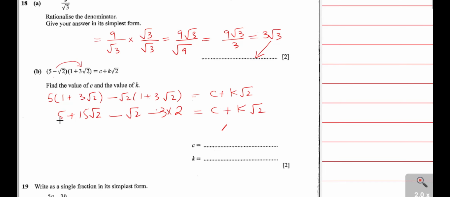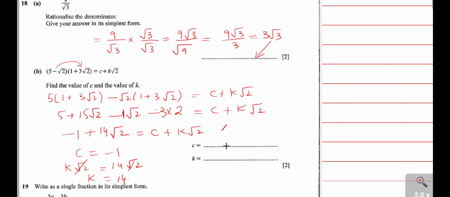We can write 5 minus 6, this is minus 1, and this is 15 square root 2 minus 1 square root 2. The coefficient of this value is 1. Now to simplify the square root terms, we will subtract the coefficients. We get 15 minus 1, this is plus 14 square root 2. This will be equal to C plus K square root 2. Now we will compare this. C will be equal to minus 1. K square root 2 will be equal to 14 square root 2, and square root 2 would be cancelled, therefore K will be equal to 14. Therefore C equal to minus 1, K equal to 14.